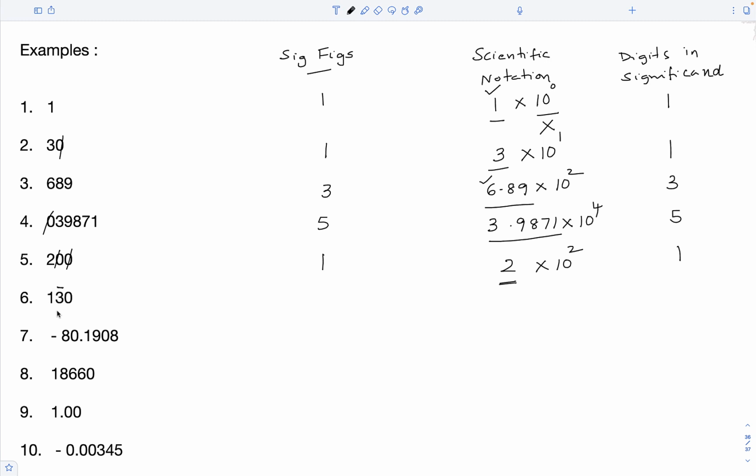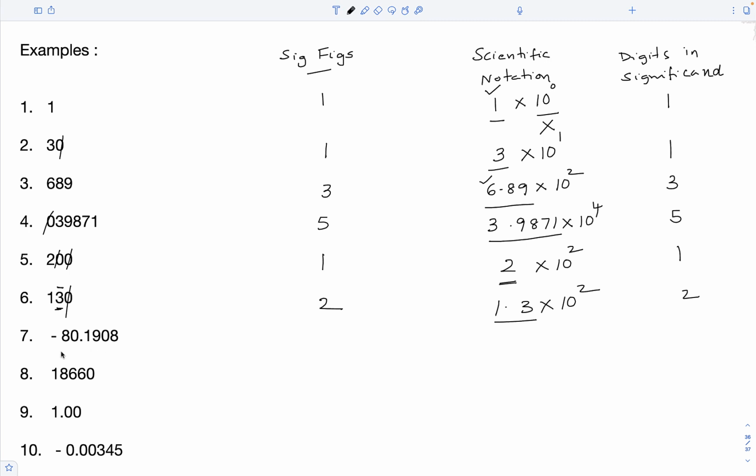And the next measurement we have is the number 130 with a bar on this number 3. By convention, that means this 3 is the last significant digit in this measurement. So this 0 is not significant. So there are only 2 significant figures in this measurement. And the same can be represented by using scientific notation as 1.3 multiplied with 10 to the power of 2. 10 to the power of 2 is 100. When multiplied with 1.3, we will get back our 130. And by looking at this significand, we can easily understand that there are 2 significant figures. And the number of digits in the significand is 2.